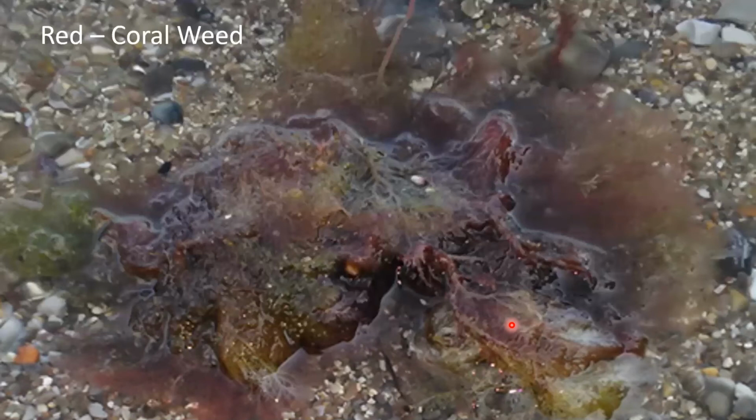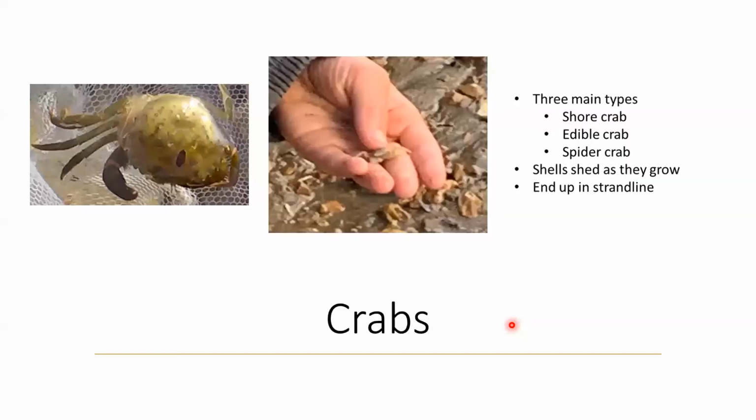So that's our seaweeds. And we couldn't really talk about Strand Line without talking about crabs, or indeed anything to do with being at the beach without talking about crabs. The main crabs that we receive, if we went rock pooling, would be a shore crab, an edible crab, and a spider crab. We wouldn't probably see that in a rock pool, but we might see elements of that as we go further through on the Strand Line.